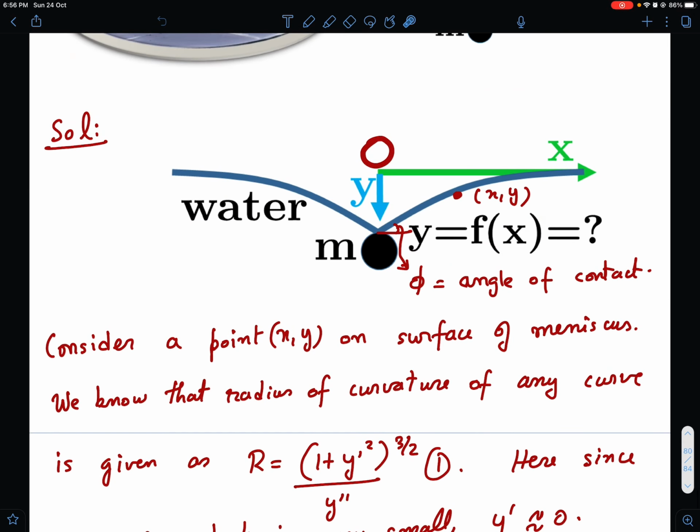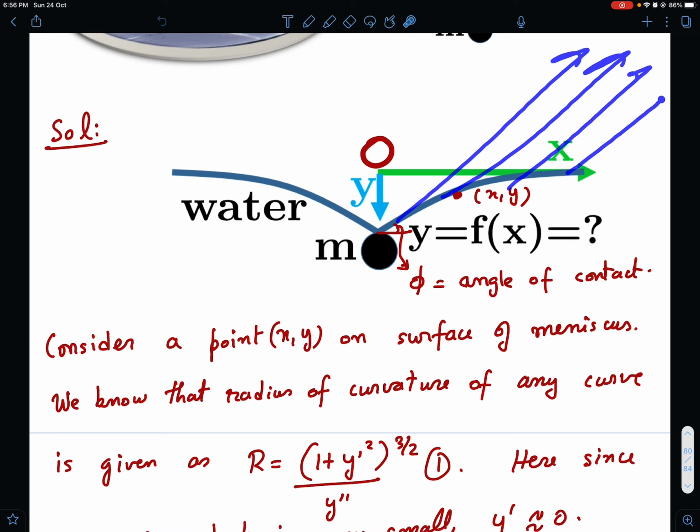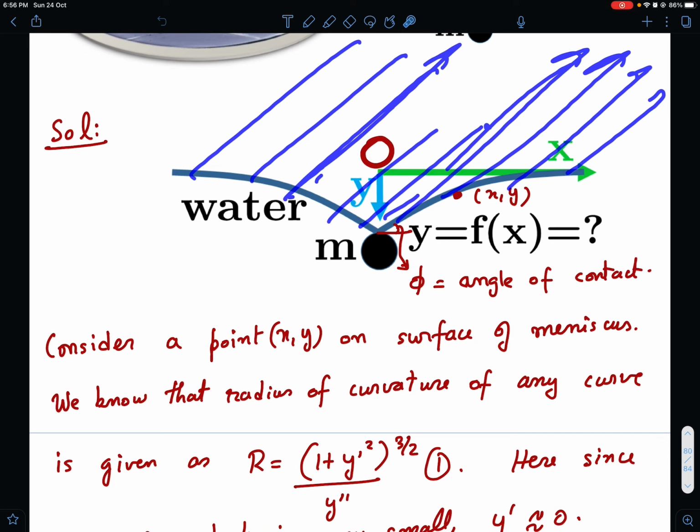Okay, now in our case, you know that there's a cylindrical needle going backwards. So if I draw a 3D image like this, then the surface of water is like this. Okay, the surface of water will be looking like this.